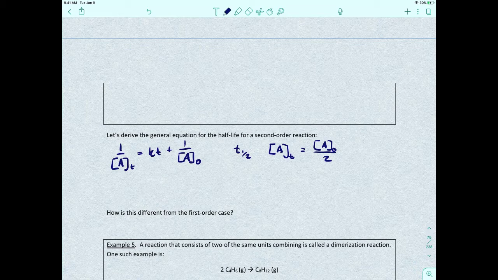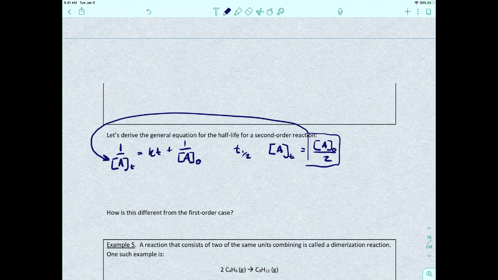So we take this expression that we just got and put it into [A]t. Once we do that and clean up a lot of the mess, we get that the half-life, t 1/2, is equal to 1 over the rate constant k times the initial concentration of substrate A.